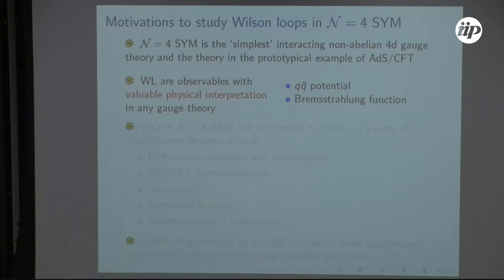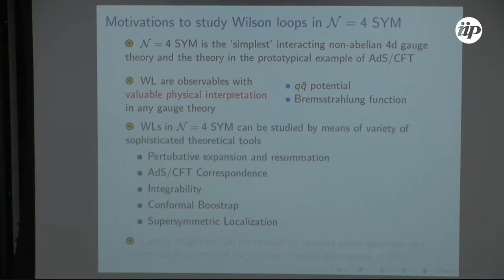So, that is about Wilson loops in general, but in particular in the case of N equals 4 supernormals, Wilson loops are a nice arena to employ or to test a lot of theoretical tools that have been developed in recent years to go beyond the perturbative regime. So you can try to explicitly resum some perturbative expansion. You can use the AdS/CFT correspondence. You can use integrability. You can use conformal bootstrap or even supersymmetric localization. So all these fancy theoretical tools can be applied to the description of Wilson loops in N equals 4 supernormals.